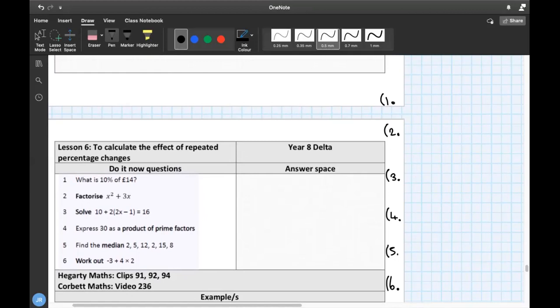Okay, number 1, we've been asked to find 10% of £14. This links in very nicely with the other work we've been doing throughout this topic. And whenever you're finding percentages of amounts, it's useful to think about what the original is. That's 100%. The original in this question was £14, and we were asked to find 10% of it. How do you get from 100% to 10%?